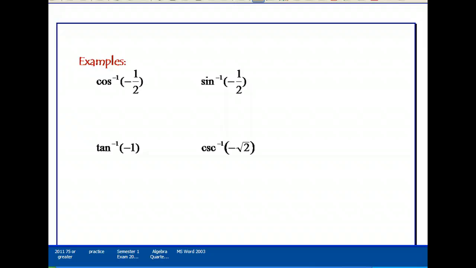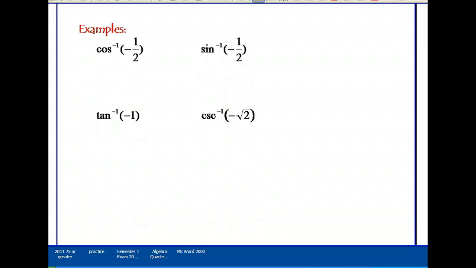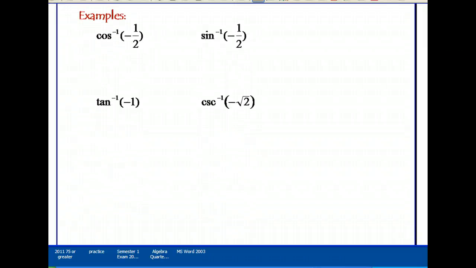Okay, let's try this a little bit. Let's take the cosecant inverse of negative 1/2. So now we've got a negative. We can look at our chart and say, oh, I'm looking in the second quadrant. Maybe you go through reference angles. What's the cosine inverse of positive 1/2?